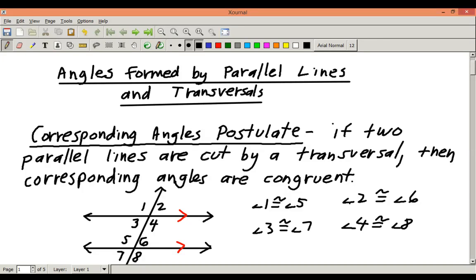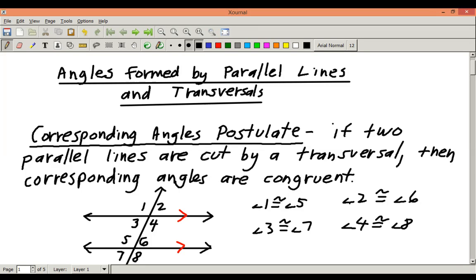Okay, welcome back everybody to more about parallel lines and transversals. In today's lesson, we have three new theorems and one new postulate. And so let's go ahead and get started. The topic is angles formed by parallel lines and transversals.